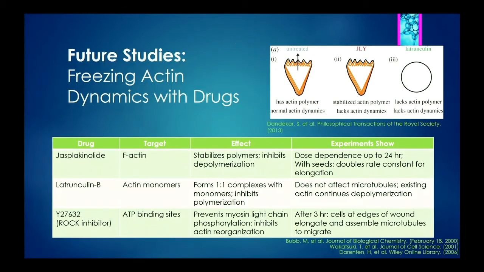So in the future, though, we would like to decouple the actin and the AKT since they're both working, obviously, to move the cell in the direction of the electric field. We are going to freeze, well, not we, but the future studies will freeze the actin with this combination of three drugs that has been shown to freeze the actin dynamics. So that way we'll be able to look at the AKT directly and see what just the AKT is doing in the electric field without being affected by the actin.